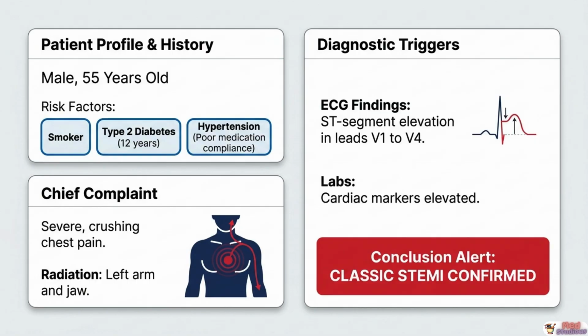infarct territory. Cardiac biomarkers, troponin I or T, and CK-MB are elevated, confirming myocardial cell death. The diagnostic triad is complete: ischemic chest pain plus anterior ST elevation plus elevated troponin equals classic anterior STEMI confirmed. The clock starts the moment the first ECG is obtained. Every subsequent clinical decision must be made with time as the primary constraint.